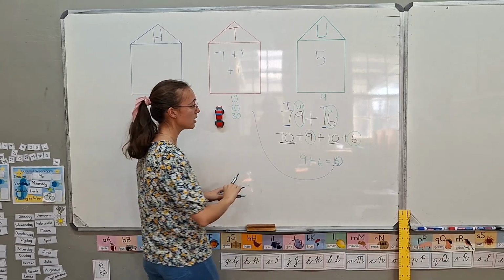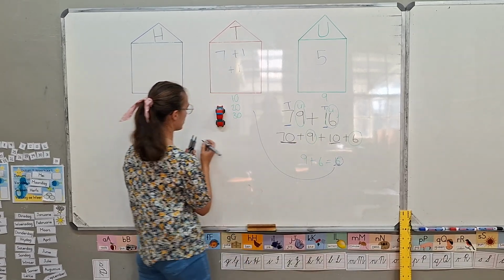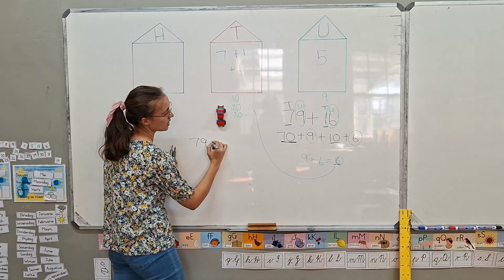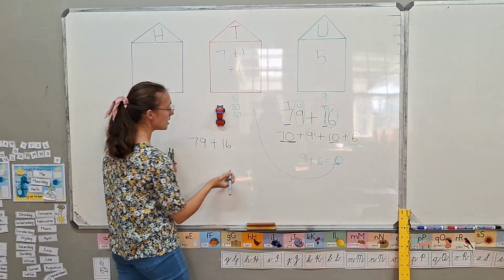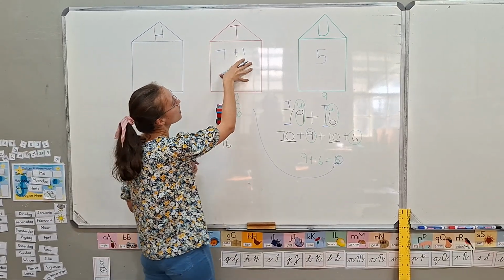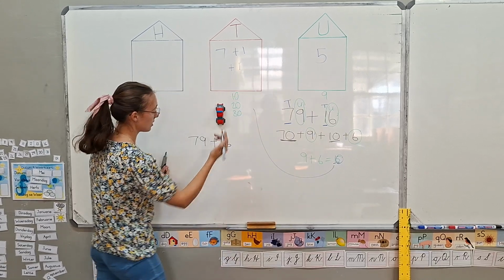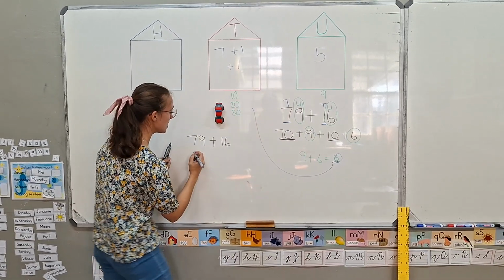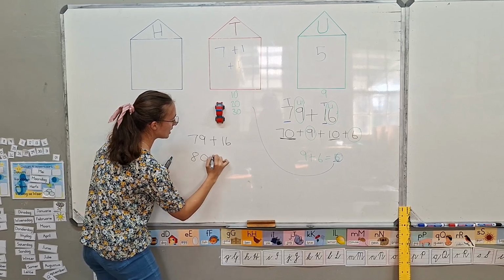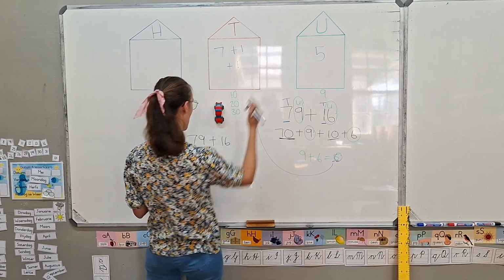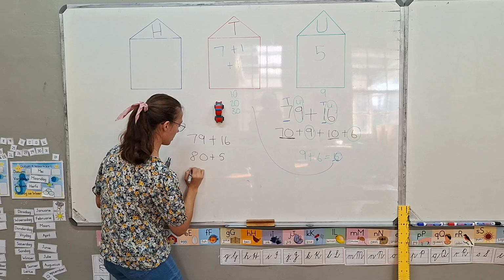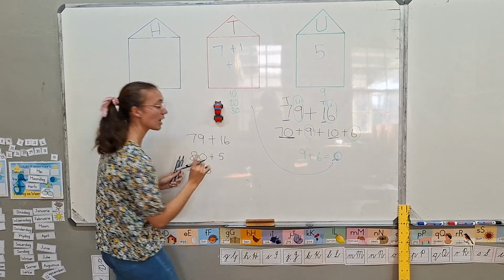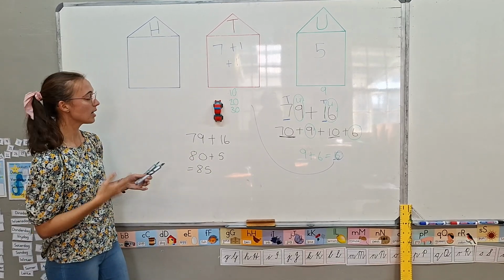So if you go back to calculating the sum, let me just write this here: 79 plus 16. If you make use of the houses that I've calculated above, it will be 70 plus 10 plus 10. That will give you 80 plus 5. It will give you a total of 85. Okay, as easy as that.